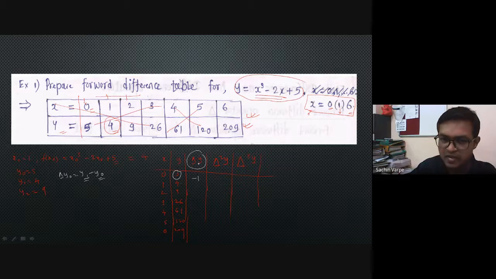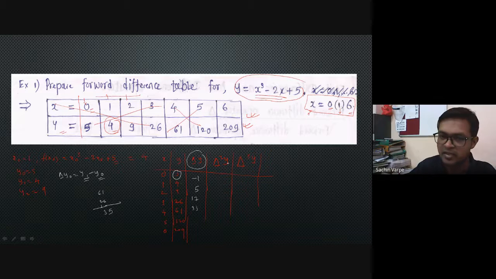Similarly, delta y1 will be 9 minus 4, that is 5. 26 minus 9. 26 minus 9 will be 17, right? Then 61 minus 26. 61 minus 26, how much is it? 35? And so on. 120 minus 61, like this.